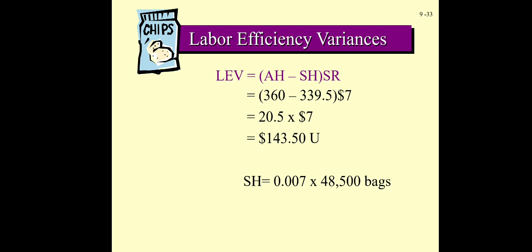Okay, this is the way to calculate the standard hours for one bag of corn chip. The standard hour is 0.007 hour, and the actual number of corn chip produced is 48,500 bags. So that's how you get the SH equal to 339.5 hours.